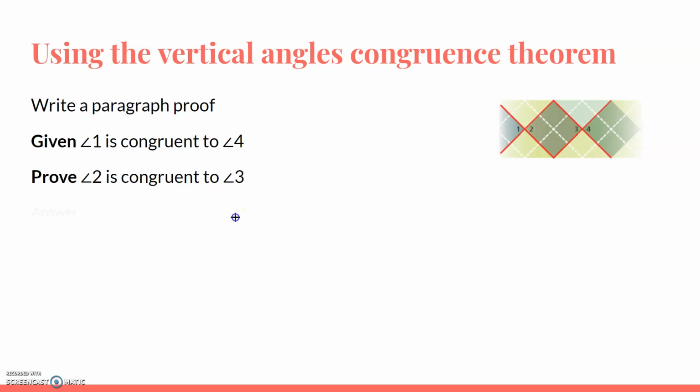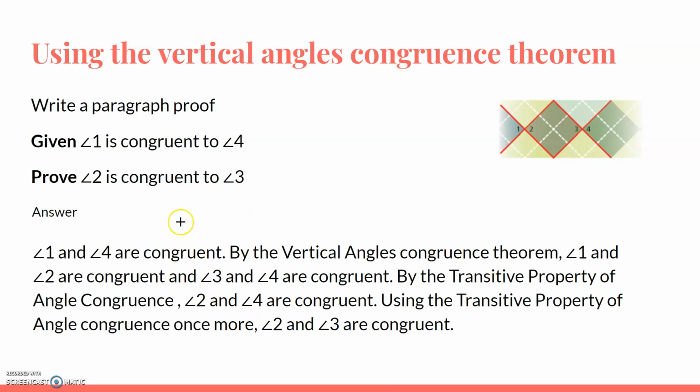Okay, so now that you're back, first off, let's look at this. We know that angle 4 and angle 1 are congruent, so by the vertical angles congruence theorem, angle 1 and 2 are congruent, and angle 3 and 4 are congruent. By the transitive property of angle congruence, angle 2 and 4 are congruent, because angle 1 and 2 are congruent, and angle 3 and 4 are congruent, so you're just substituting them. So now that we know that angle 2 and 4 are congruent, using the transitive property of angle congruence once again, angle 2 and 3 are congruent. You're just substituting different values that we know.